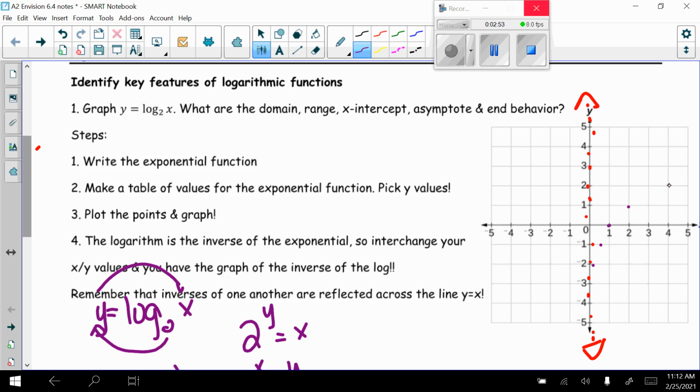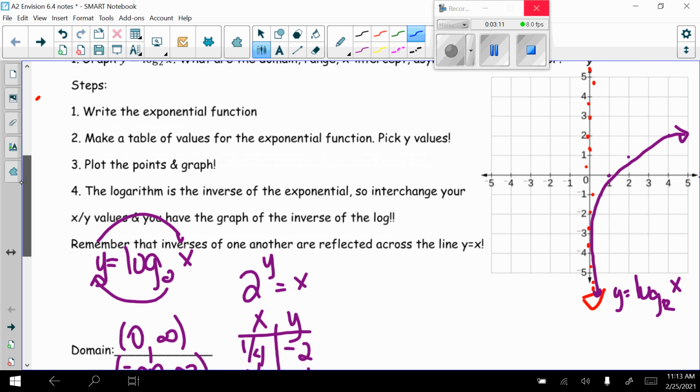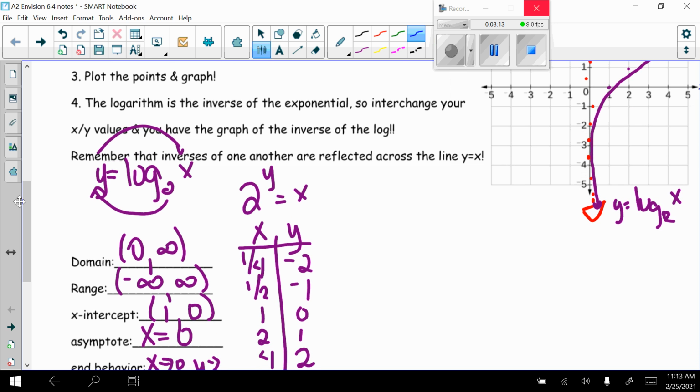So this is the graph of y equals log base 2 of x. And this was x equals 0, our asymptote. So now, on this one, we're just going to check the inverse. So remember, the inverse just says change x and y. 2 to the x equals y, that's going to be the inverse.